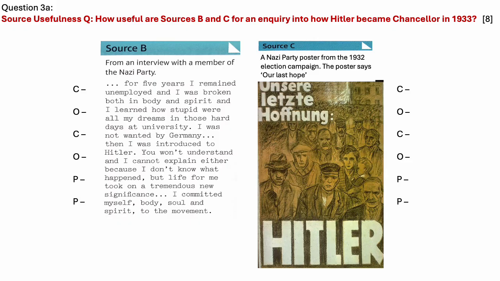So let's have a little think about 3A then. Okay, so source usefulness question. How useful are sources B and C for an inquiry into how Hitler becomes Chancellor? Now, all 4 questions in section B will all be about Hitler becoming Chancellor.